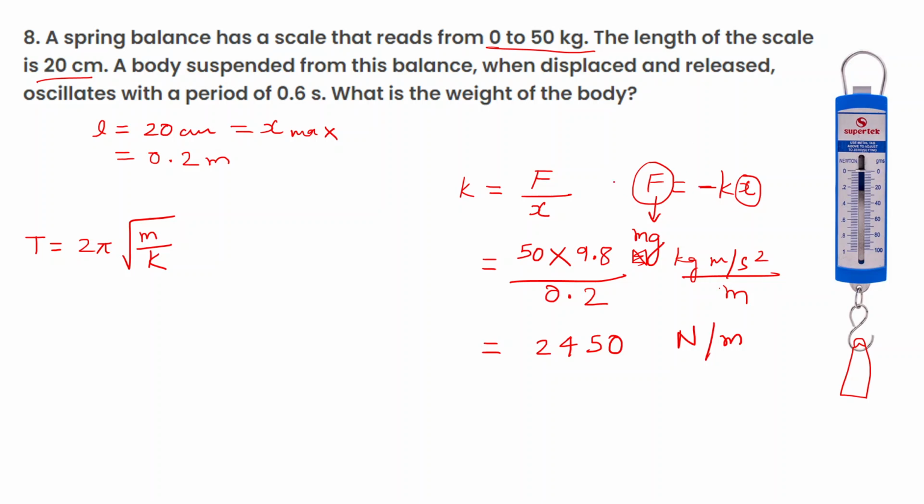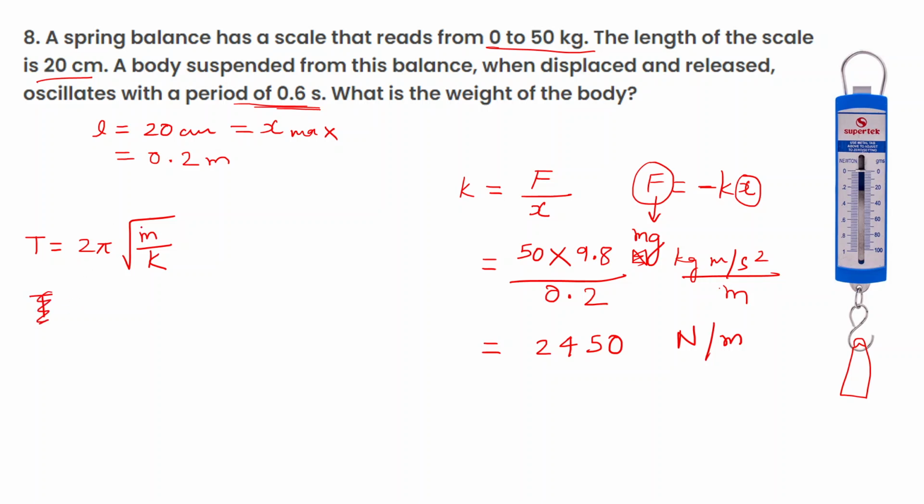Here we considered the maximum weight for this balance and the maximum displacement. Using that we found out the spring constant of this spring system, and because it's a spring constant, as the name tells, it's going to be constant for a particular spring system. It's a property of that spring. So this value will be constant, and for mass we don't know, we have to find out the mass, for which the time period of oscillation is 0.6 seconds. So time period we have been given.